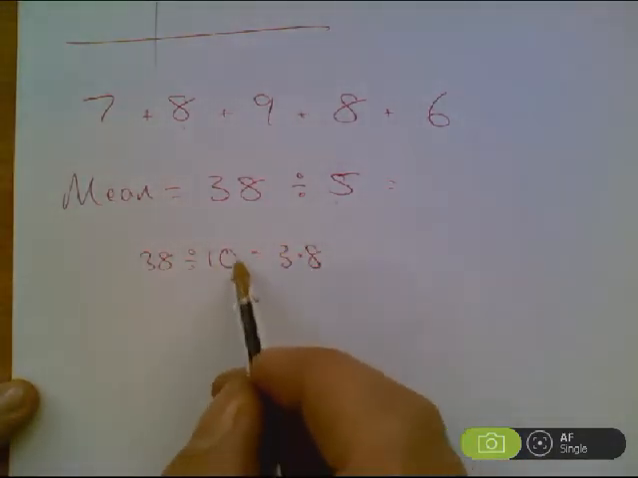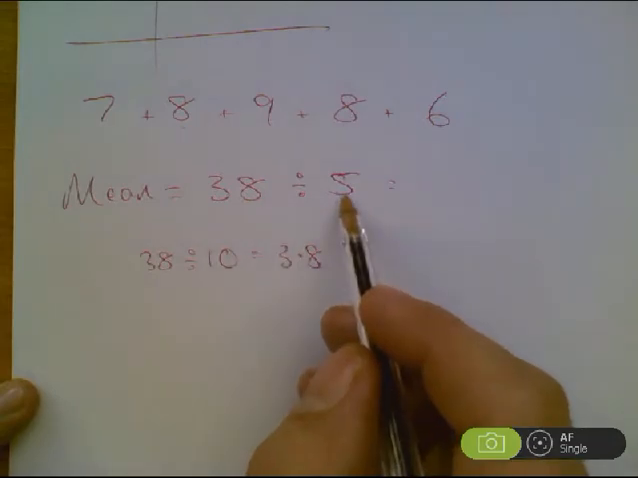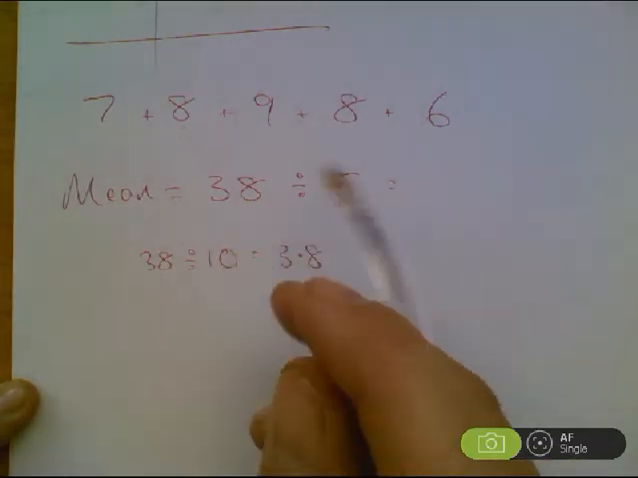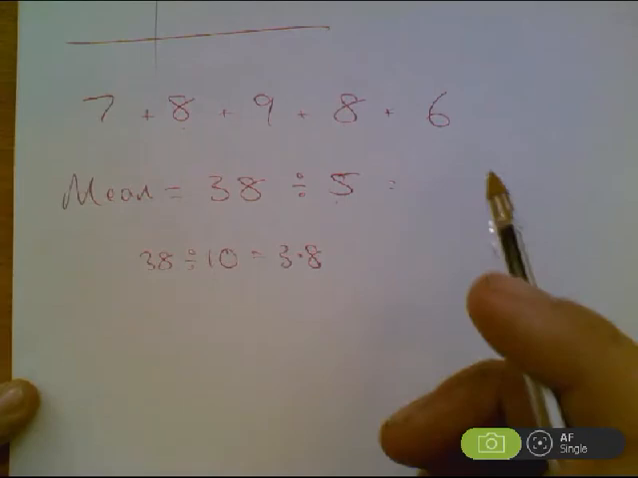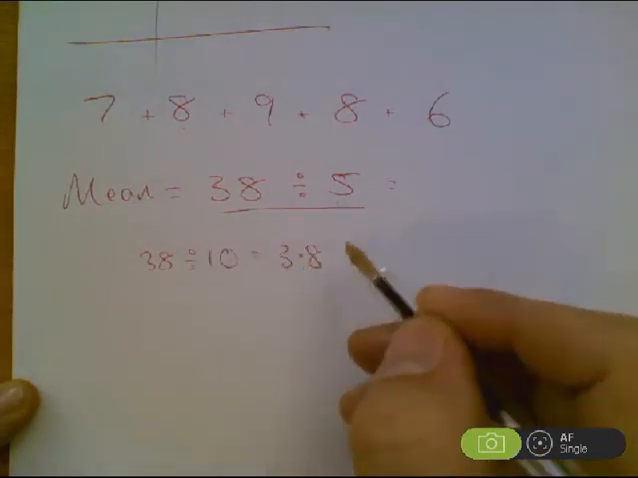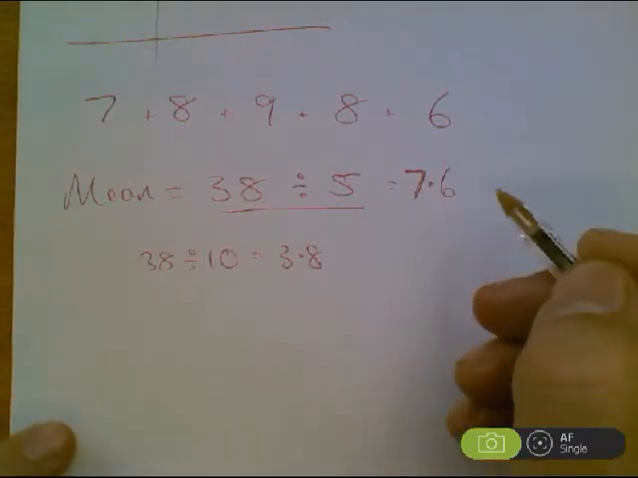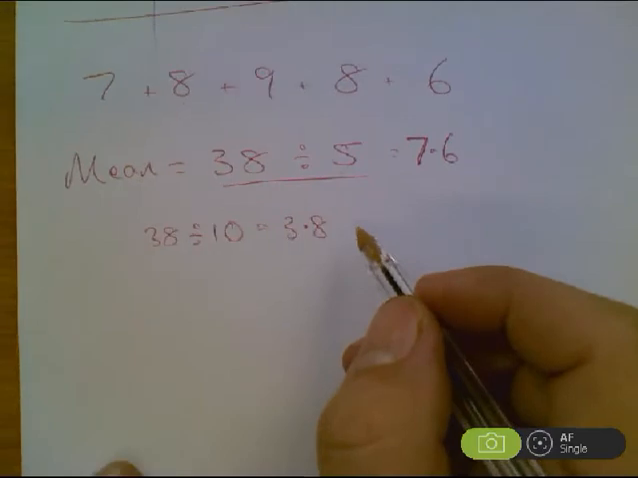So if I put 2 of these 10 bits together, that'll be the same as if I had divided by 5. So I'm splitting it into 10 bits and putting 2 of those together, so I'll have 5 bits. So that means to get the answer to this, I can do 3.8 times 2, which is 7.6. So the mean average is 7.6.